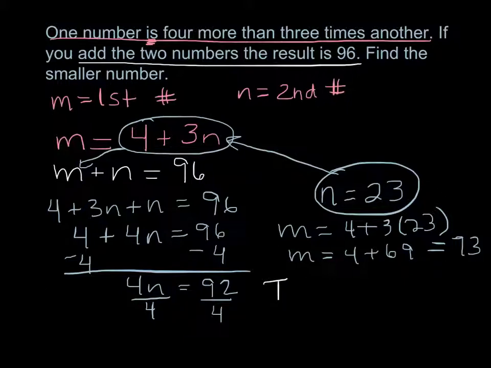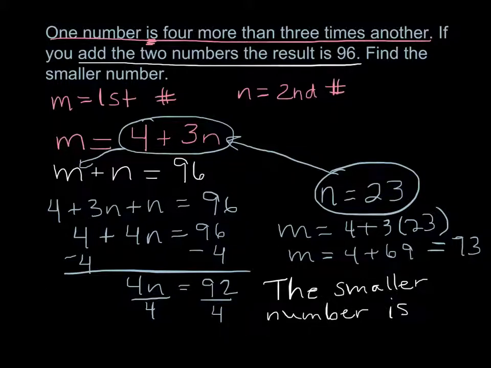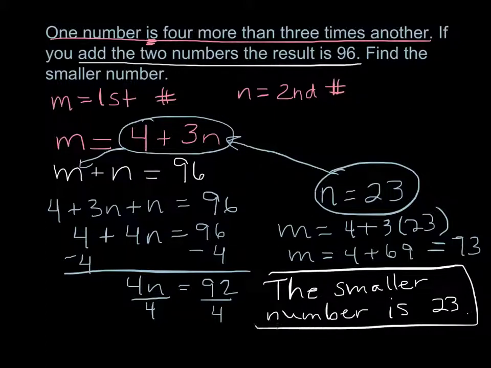And then your last step, you have to write a sentence. The numbers are, oh no, wait, I want to make sure I answer the question. It says find the smaller number. So which is smaller, 23 or 73? 23. So the smaller number is 23. There we go. Solved.